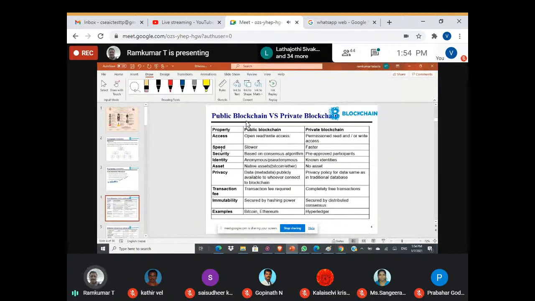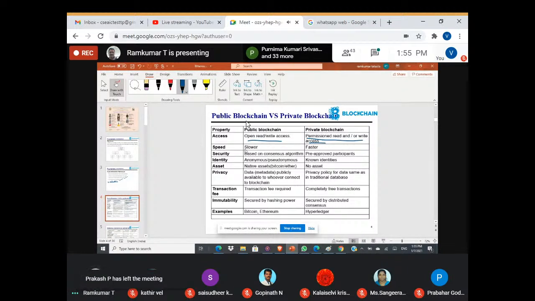So now what I'm going to talk about here is that it's open to read and write. Why? Because I informed you that Ethereum is a public blockchain, right? Whereas in the private blockchain, it's permissioned read and write access. Suppose four members are there, one, two, three, four, and four does not have permission to write, then he couldn't write the data into the blockchain. That way we are restricting in the permissioned blockchain.